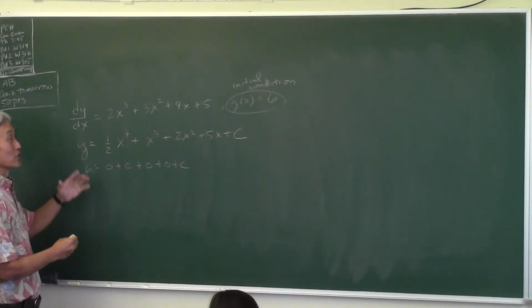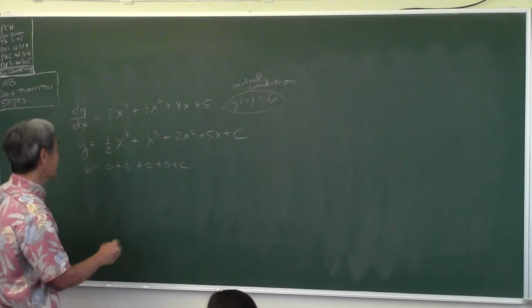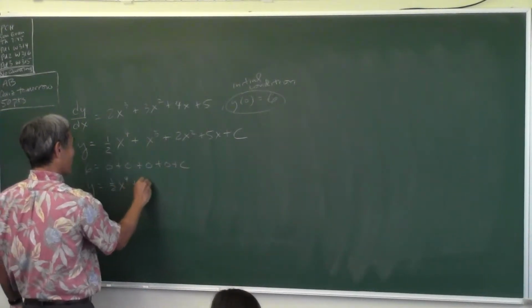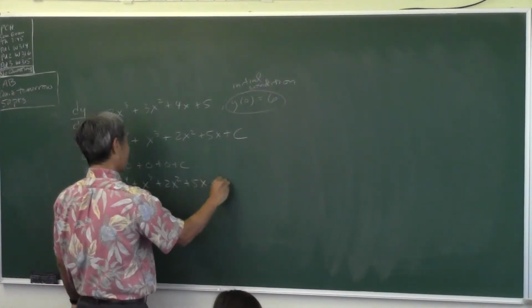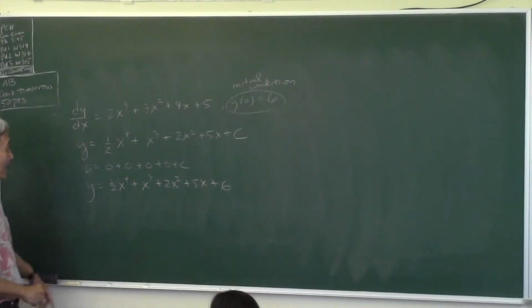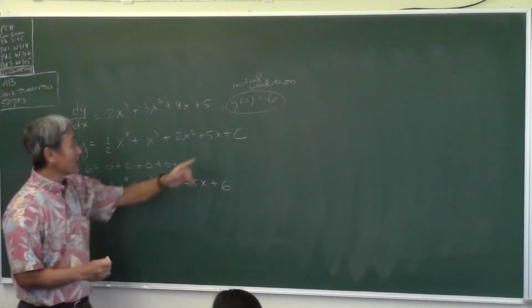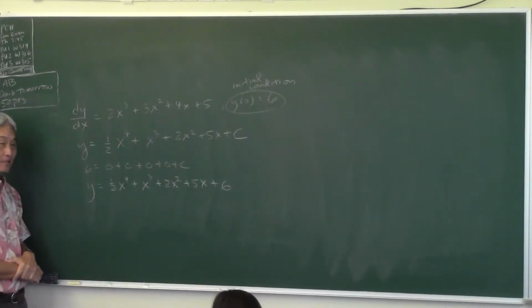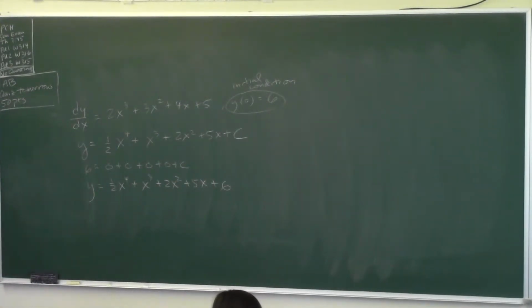So that means the solution to this differential equation with this initial condition is y equals 1/2 x to the 4 plus x cubed plus 2x squared plus 5x plus 6. In other words, if you take the derivative of this, you will get that. And as well, if you plug in 0 for x, you will get 6. So this is called the solution to the differential equation. Okay, that's an easy one. Let's do one more.